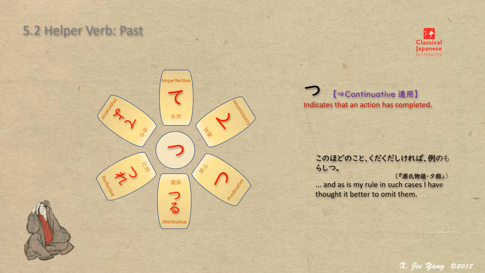Next, tsu indicates that action has completed. このほどのこと、くだくだしければ、例の漏らしつ。その前後のことは、細かくあったので、例のように省略した。Tsu follows a continuative form, and here it is in its predicative form to end a sentence.